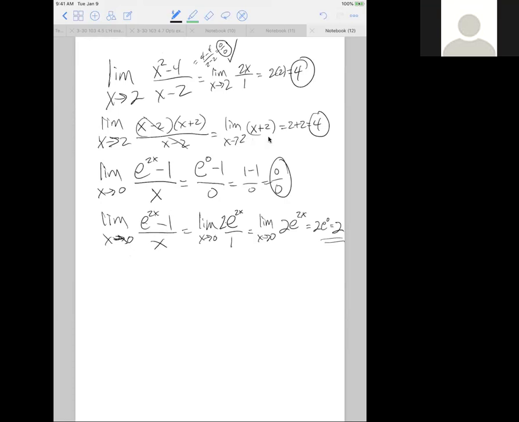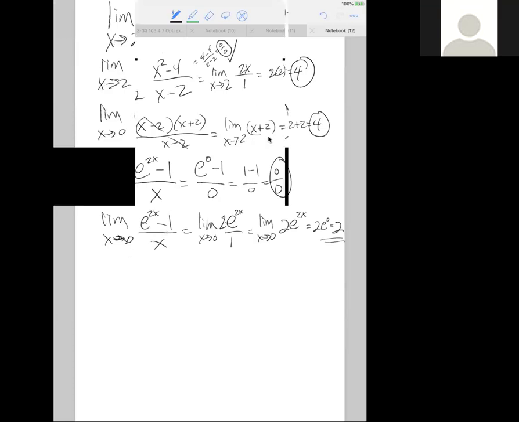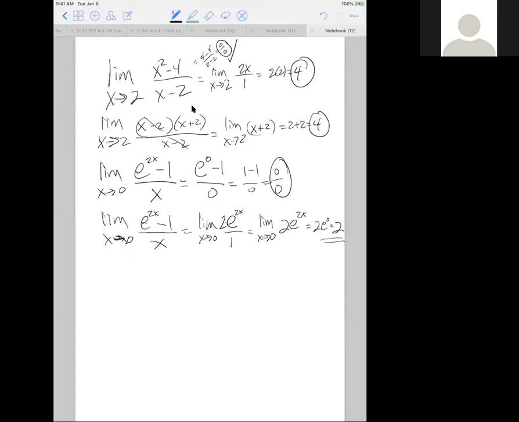All right, so let me show you one more situation, you guys. It's kind of an important one, and I'm going to go back to the iPad again. It has to do with the fact that sometimes you might have to use L'Hopital's rule twice. So for instance, let me show you another one here.